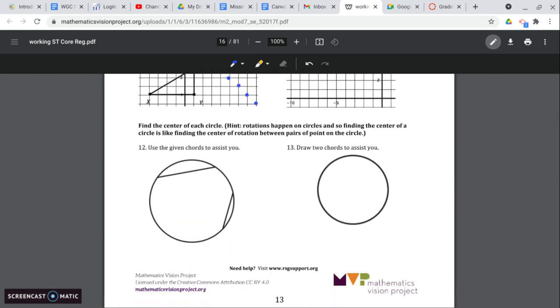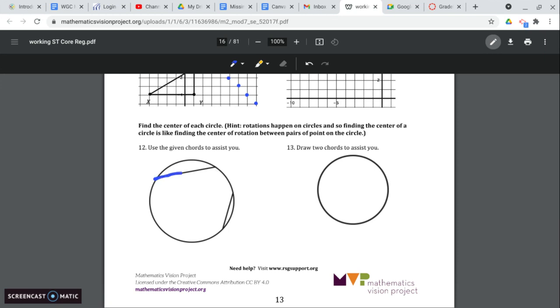All right, find the center of each circle. Hint, rotations happen on circles, so finding the center of a circle is like finding the center of rotation between pairs of points on the circle. So we're going to use the chord. So a chord is a line segment that goes from one side of the circle to the other without going through the center. So we would extend these out.